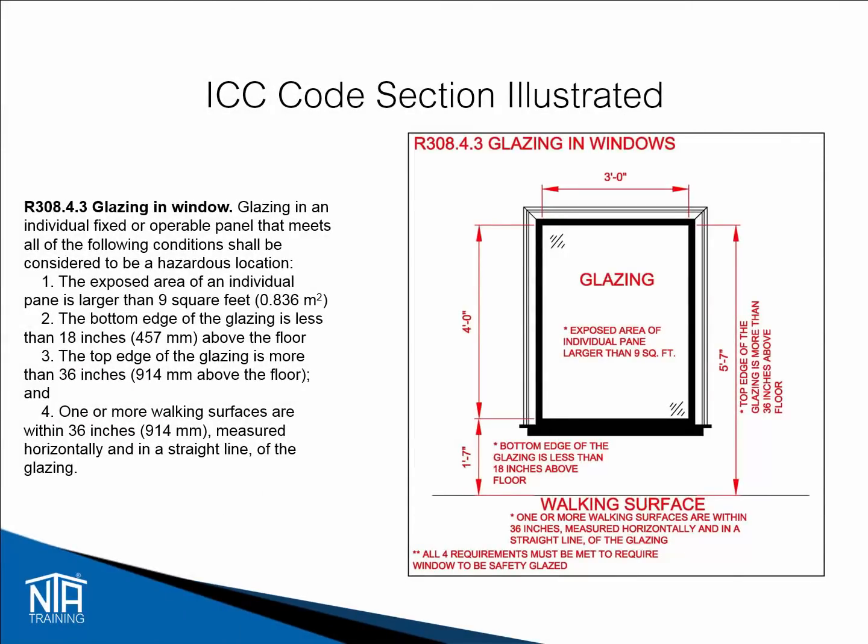Go through the items like a checklist. First, is the window over 9 square feet? 3 feet times 4 feet equals 12 square feet. So yes, the window is over 9 square feet. Second, is the bottom edge of glazing greater than 18 inches above the floor? The bottom edge is 1 foot 7 inches above the floor, which is greater than 18 inches. In the code, a window is required to be glazed when the glazing is less than 18 inches above the floor. Based on these measurements, the statement is false. The window is not required to be safety glazed.